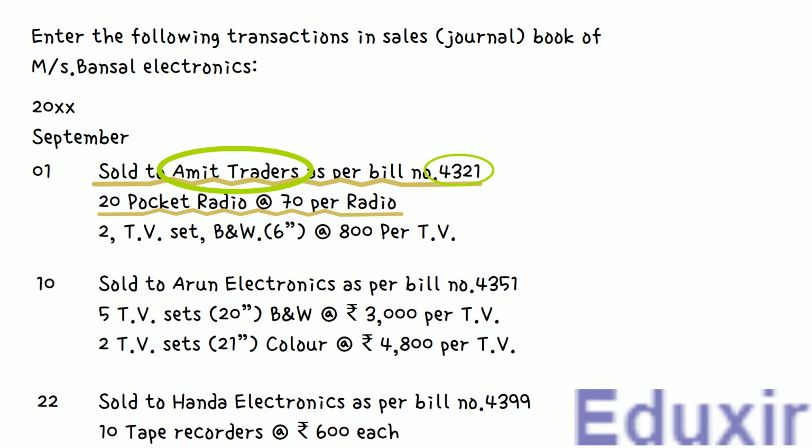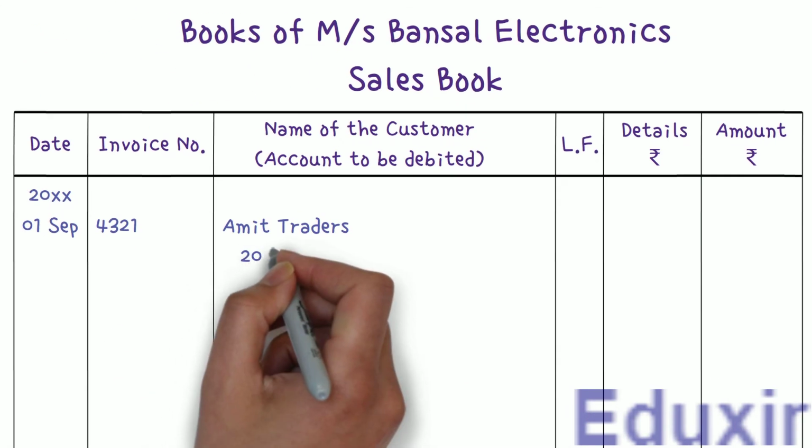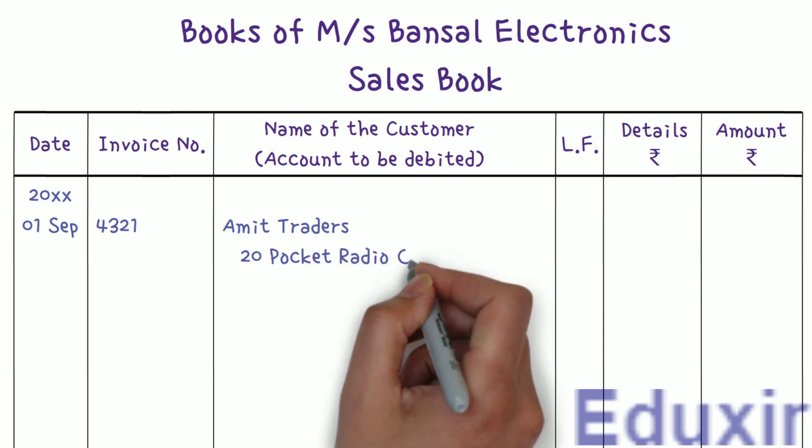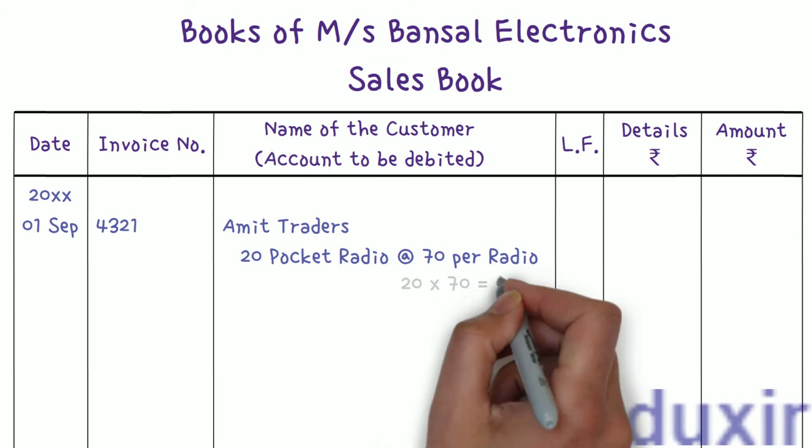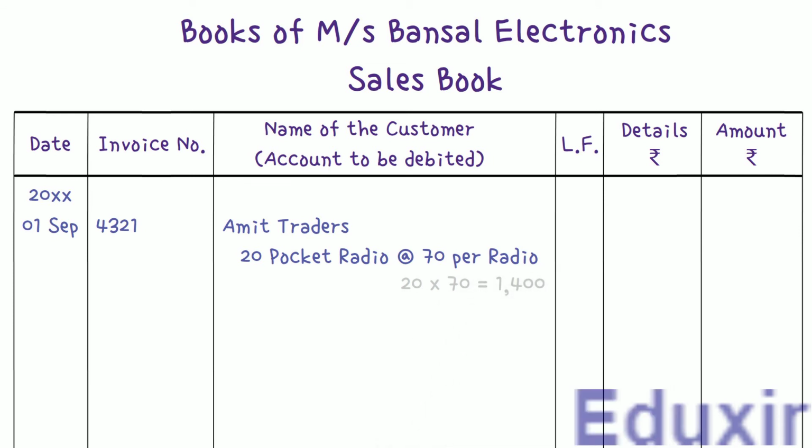Let us now generalize this transaction. Let us first record the sales details as 20 pocket radios at the rate of 70 rupees per radio. 20 70s are 1400 rupees. We will not write this 1400 rupees in the amount column. Instead, we will write it in the details column. Once all the details are noted, we will then write the sum in the amount column.